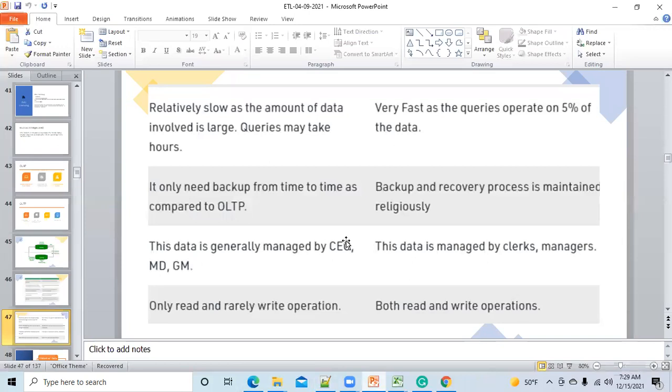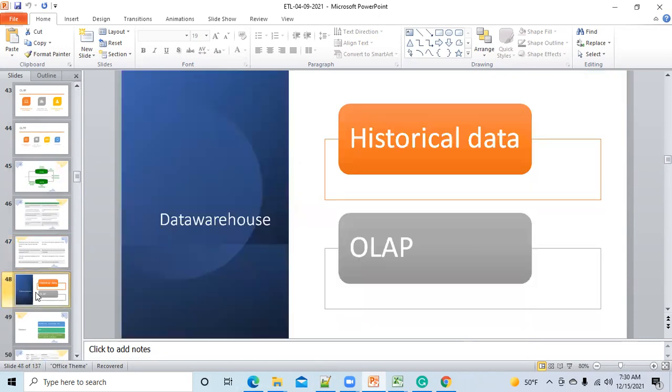Okay, any question in general? Swati was asking something. No. Okay, perfect. I think we have discussed a good number of points about OLTP and OLAP. Okay, now let's move to the next one.